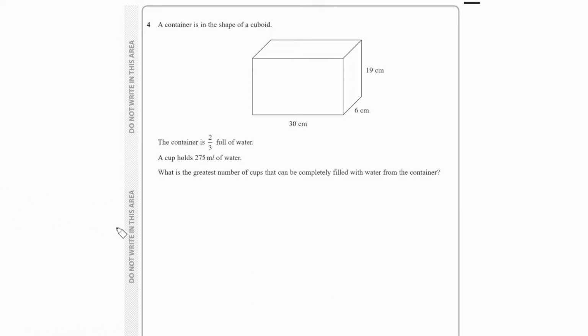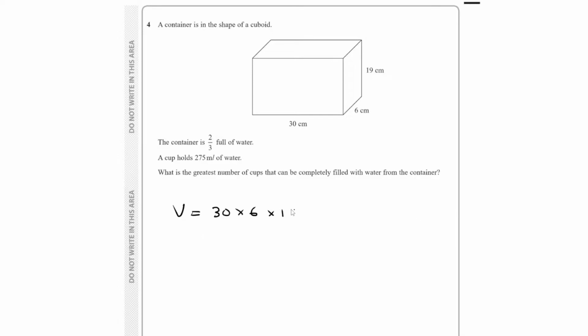Okay, question 4. A container is in the shape of a cuboid. The container is 2/3 full of water. A cup holds 275 milliliters of water. What is the greatest number of cups that can be completely filled with the water from the container? So this is obviously just volume, isn't it? Volume of a cuboid is pretty nice. Just multiply all the sides together.